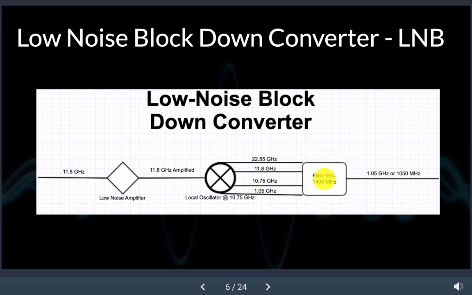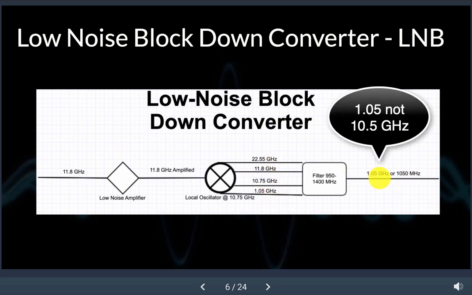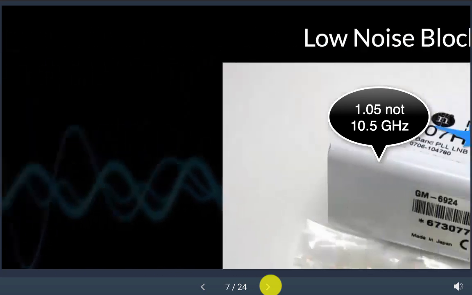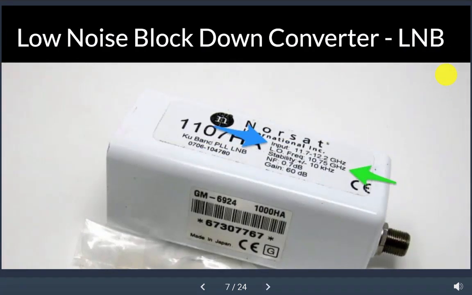So after that, we're going to go through a filter. I just made up this filter. This filter is a bandpass filter that will only allow anything within the frequency band of 950 to 1400 megahertz to pass through, which means these other three signals get filtered out, and the only thing that passes through is our 1.05 gigahertz, which is what we want going into our system. That's our down-converted amplified signal that we want coming in for us to use.